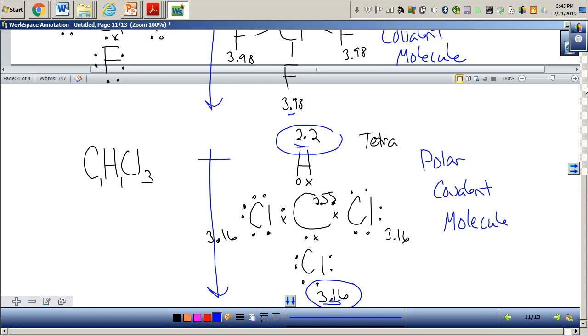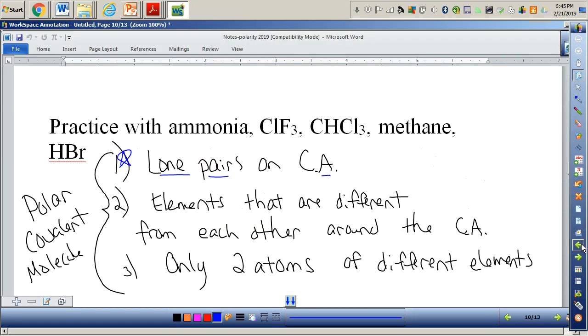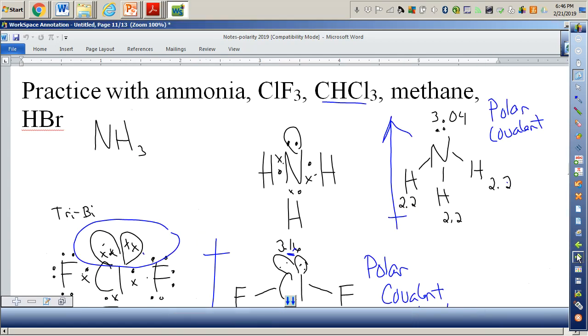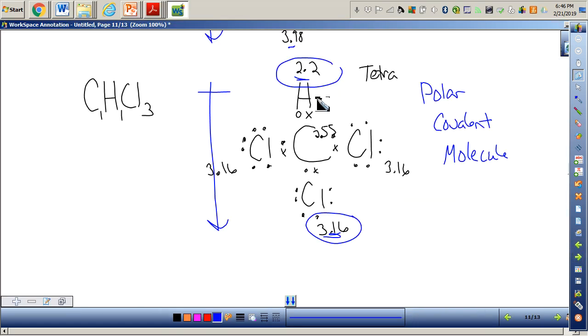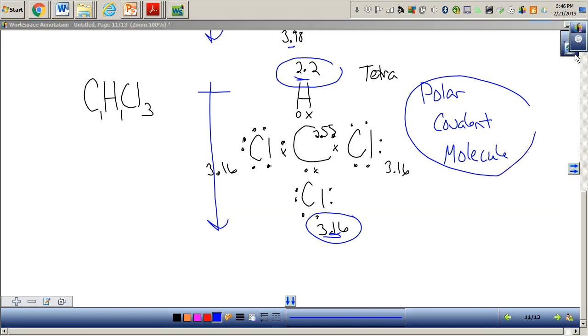What's another nice, easy way to know that it's polar covalent? If the elements around the central atom are different from each other, then it's polar. So I had hydrogen and chlorine here. Hydrogen and chlorine are different from each other, so that tells me this is a polar covalent molecule.